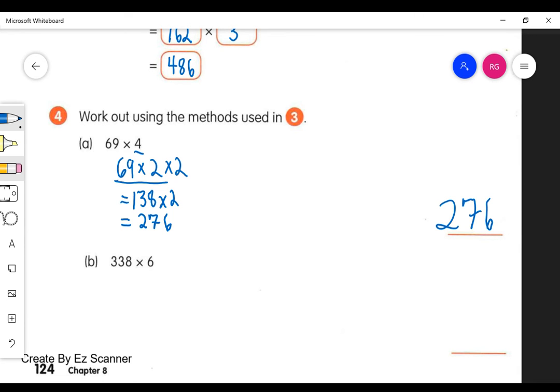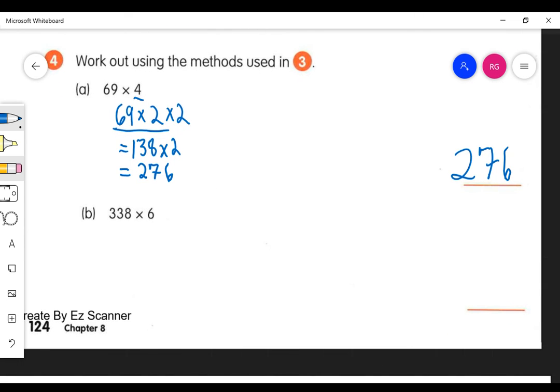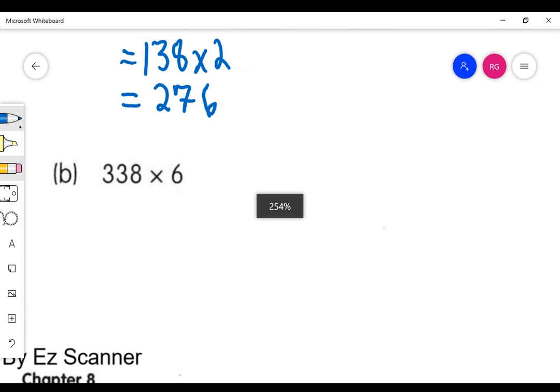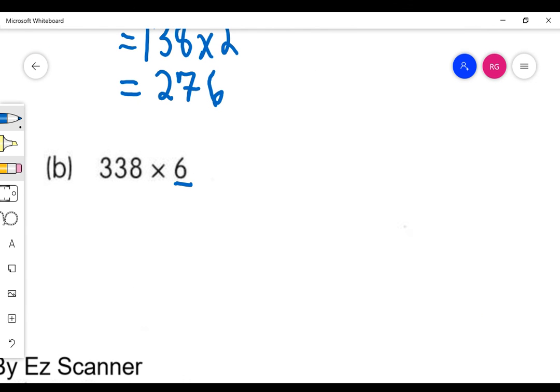And I can write that there where the answer goes, 276. And it says 338 times 6. And here I need to do it like we did up above there, where we broke that down into 2 times 3. So we can think of that 6 as being really 2 times 3. So we can break this part down and take 338 times 2 times 3. And then I'll work this part out.